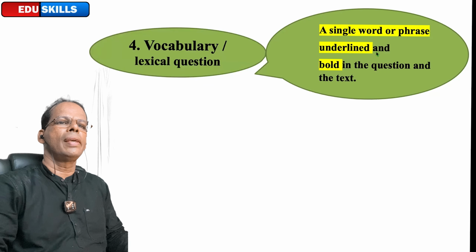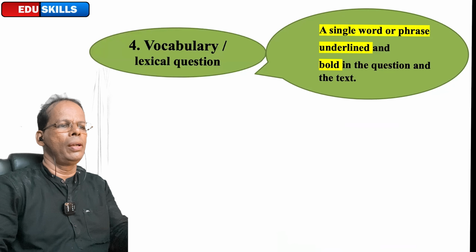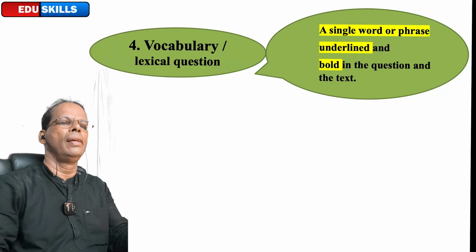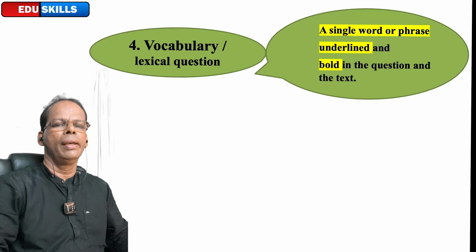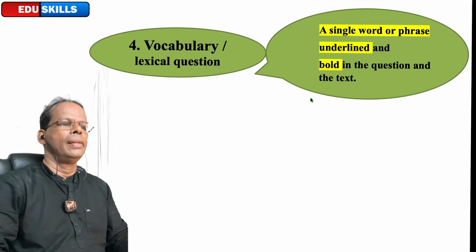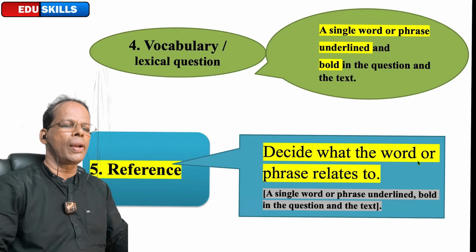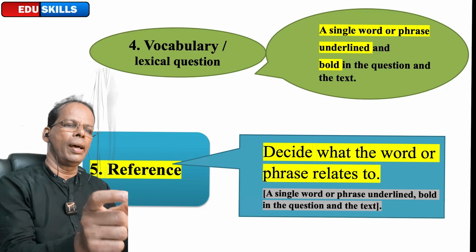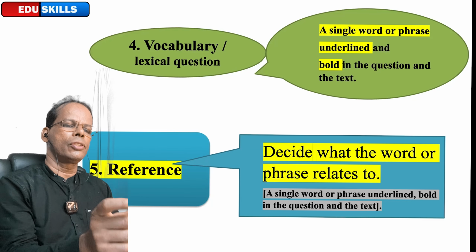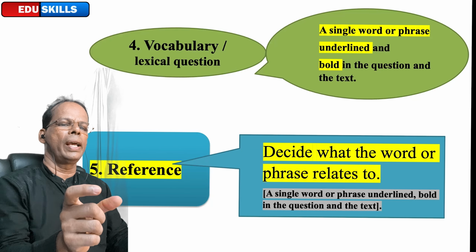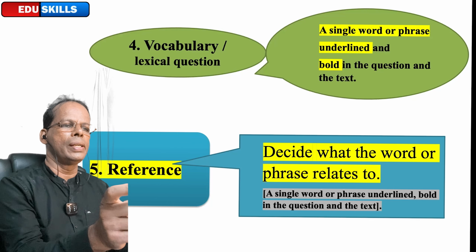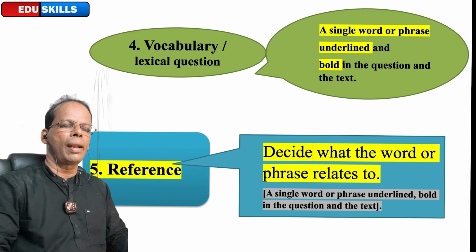Vocabulary lexical questions: a single word or phrase underlined and bold in the question and the text. It will be bold, sometimes maybe underlined as well. In the question stem, as well as in the text, it will be highlighted. So decide what the word or phrase relates to. That particular highlighted word, you are supposed to decide what the word or phrase relates to. It can be one word or a group of words, a phrase.